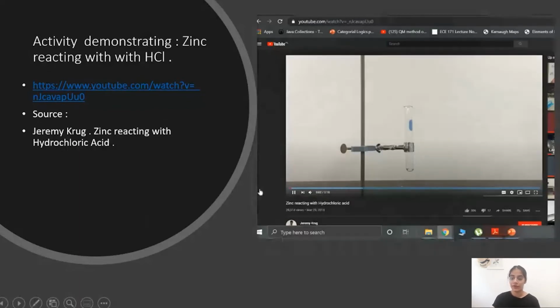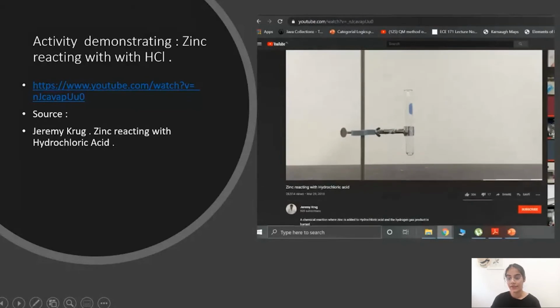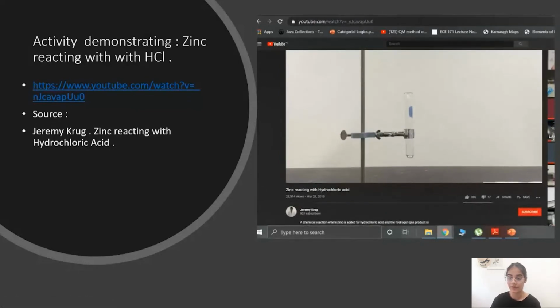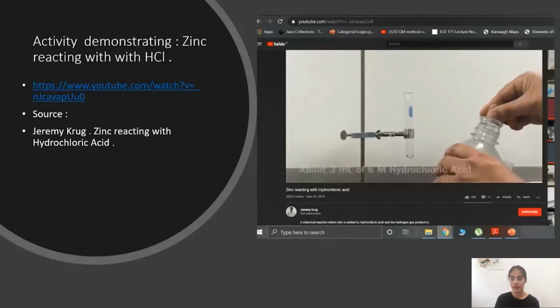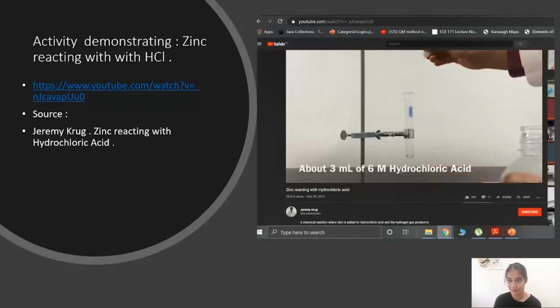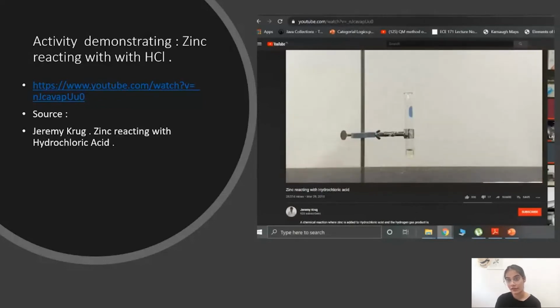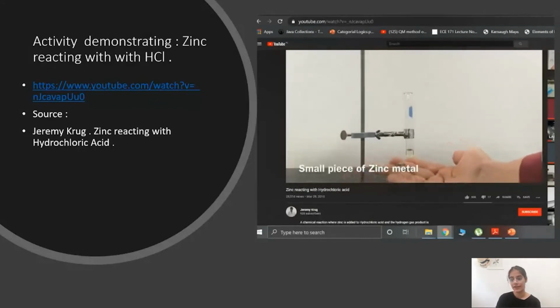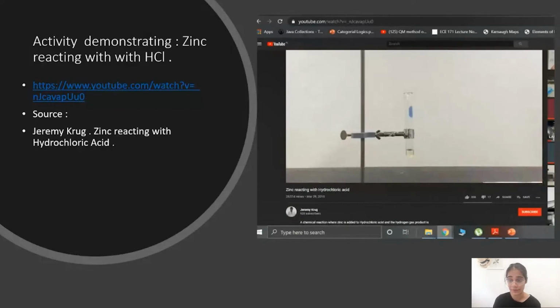Let us see now zinc reacting with hydrochloric acid. As you see the test tube that has been presented with the stand in front of you, some amount of hydrochloric acid, about 3 ml, goes inside the test tube, and then a piece or some pieces of zinc will be added to that hydrochloric acid. A small piece of zinc metal is being added to the hydrochloric acid. That hydrochloric acid is not concentrated.